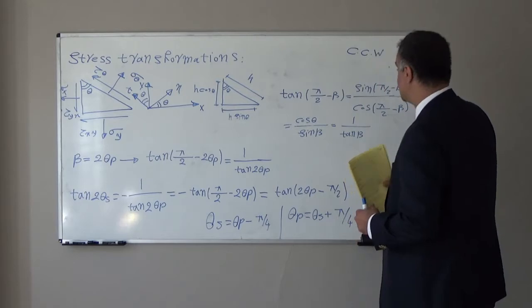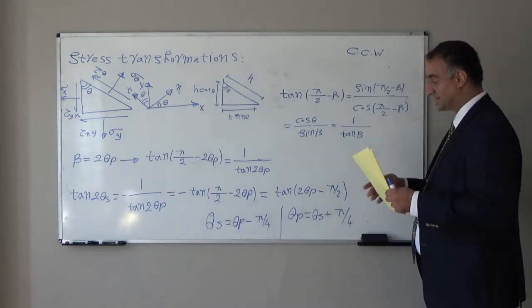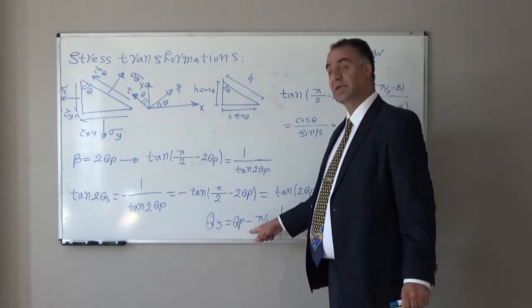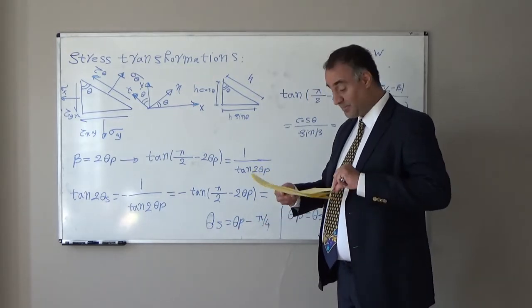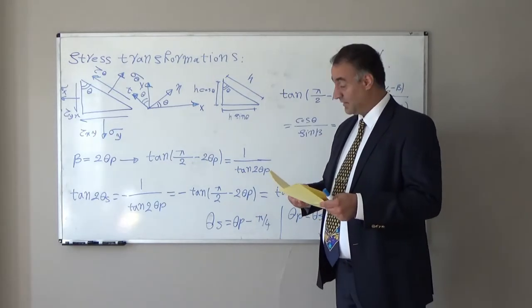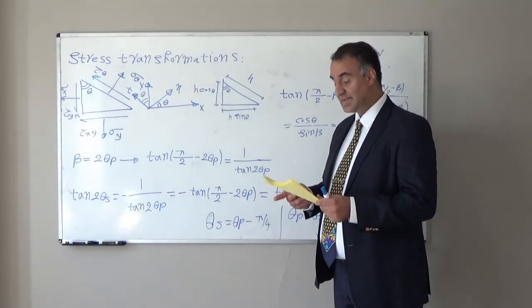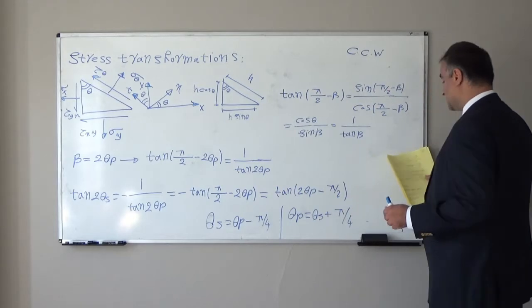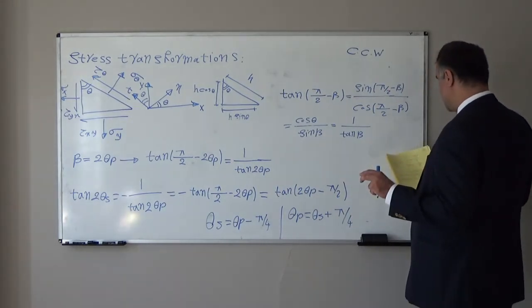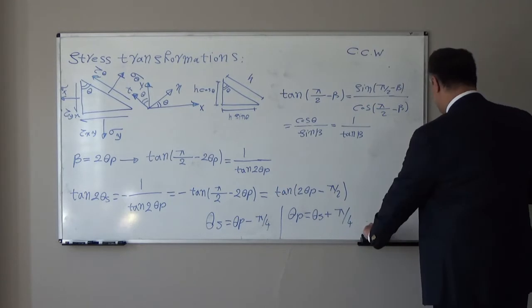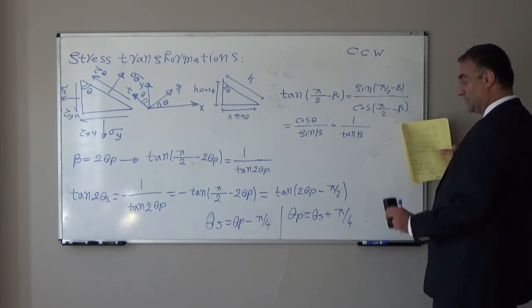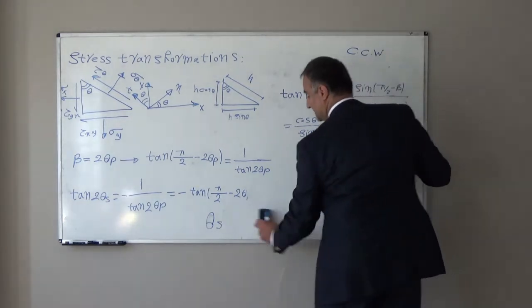So there is a relation between theta s and theta p. What is that relation? Theta s is equal to theta p minus pi over 4. Okay, let's come back to that formula. Now we know what theta p is. We will plug in sigma theta p and we will find the maximum value for that.